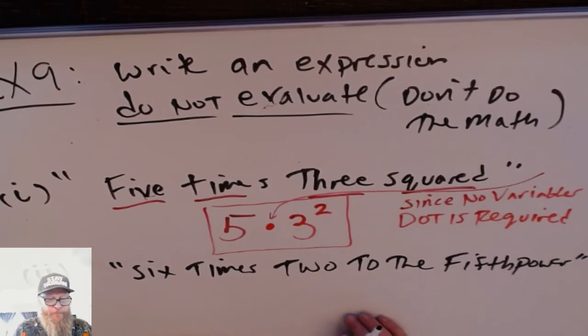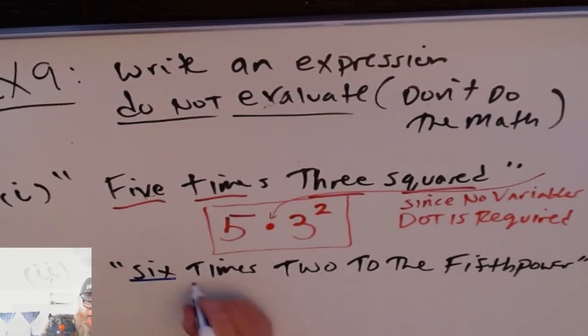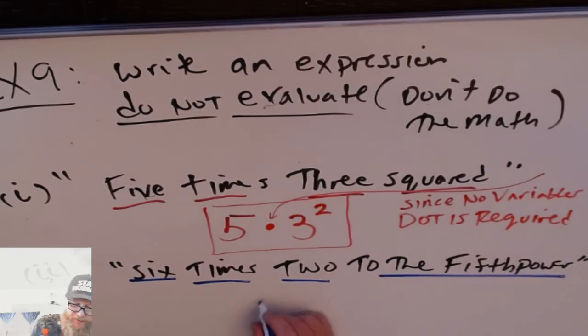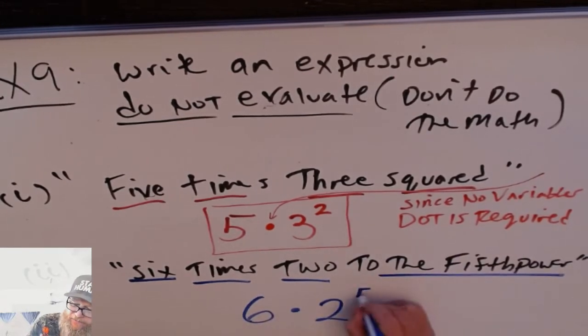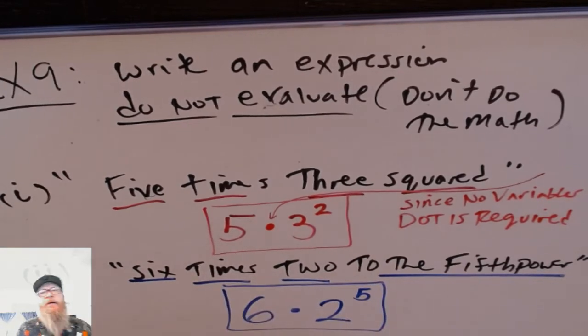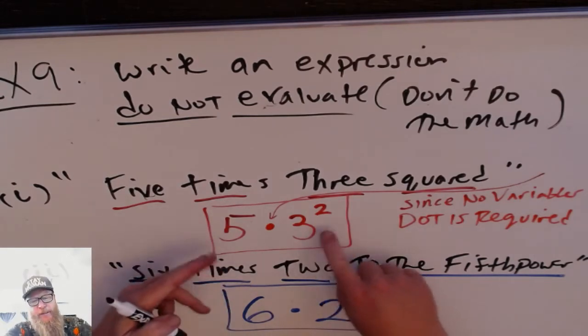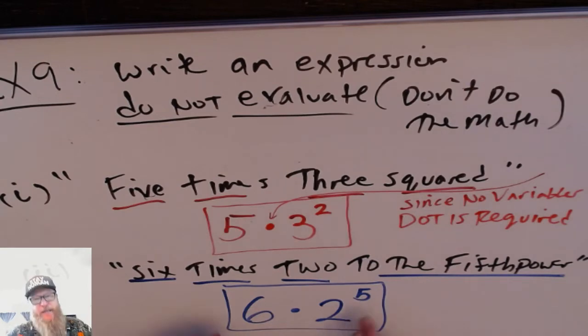All right. This next one, 6 times 2 to the 5th. So 6 dot 2 to the 5th power. And again, you don't have to do the math. This would be a pretty big number. Well, it's not that bad, but this one would be what? 2 to the 5th is 32, and then this one would be, I don't know, 200 and something. Whatever 32 times 6 is. Okay, I think that'll do it.